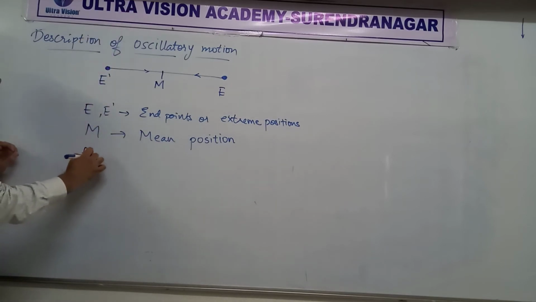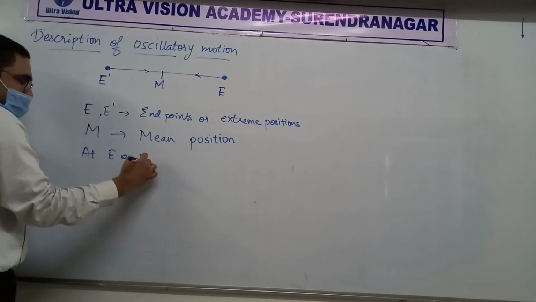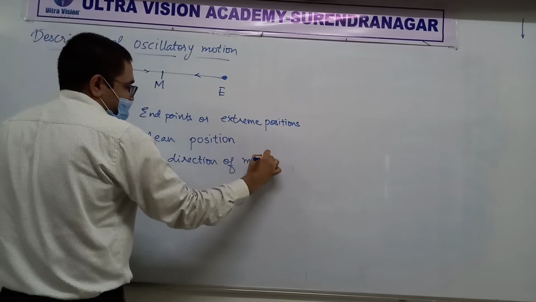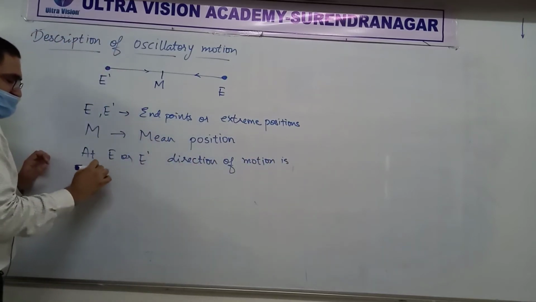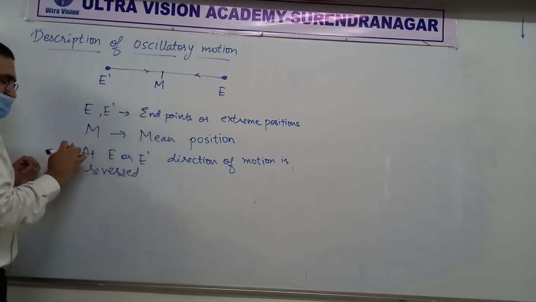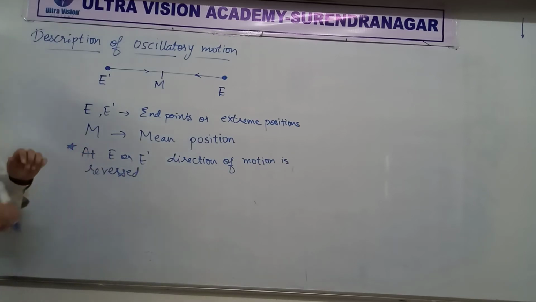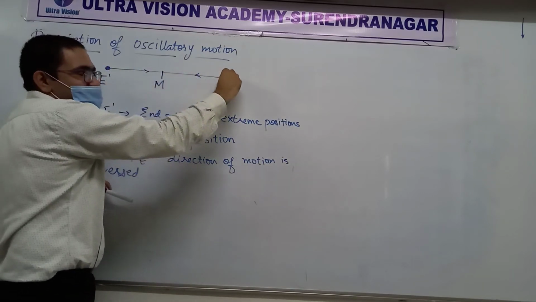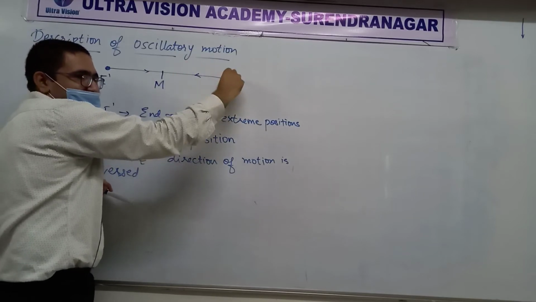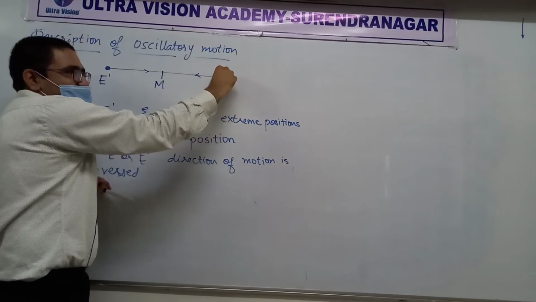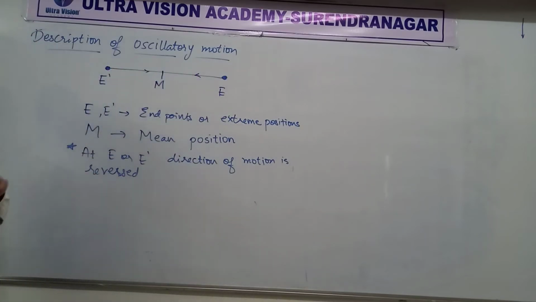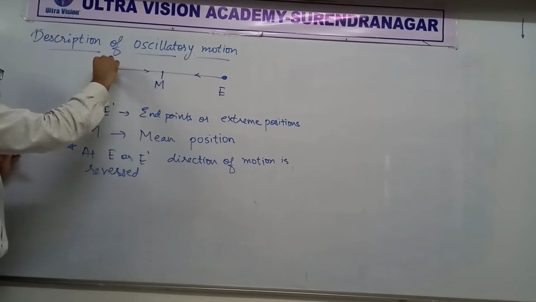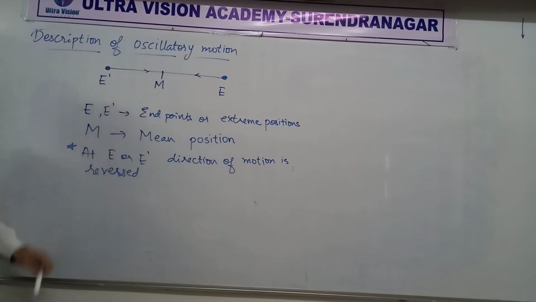It's that at E or E dash, the direction of motion is reversed. Did you understand this sentence? That is, at the end point, the direction of motion is reversed. What does that mean? Let's say there is a particle going from here. When it reaches E, before that it was moving towards the right side. But after reaching E, it should move towards the left side. Did you understand? The direction is reversed. Similarly, when it goes here, it's going towards the left side. After reaching E dash, it should reverse its direction. Got it?